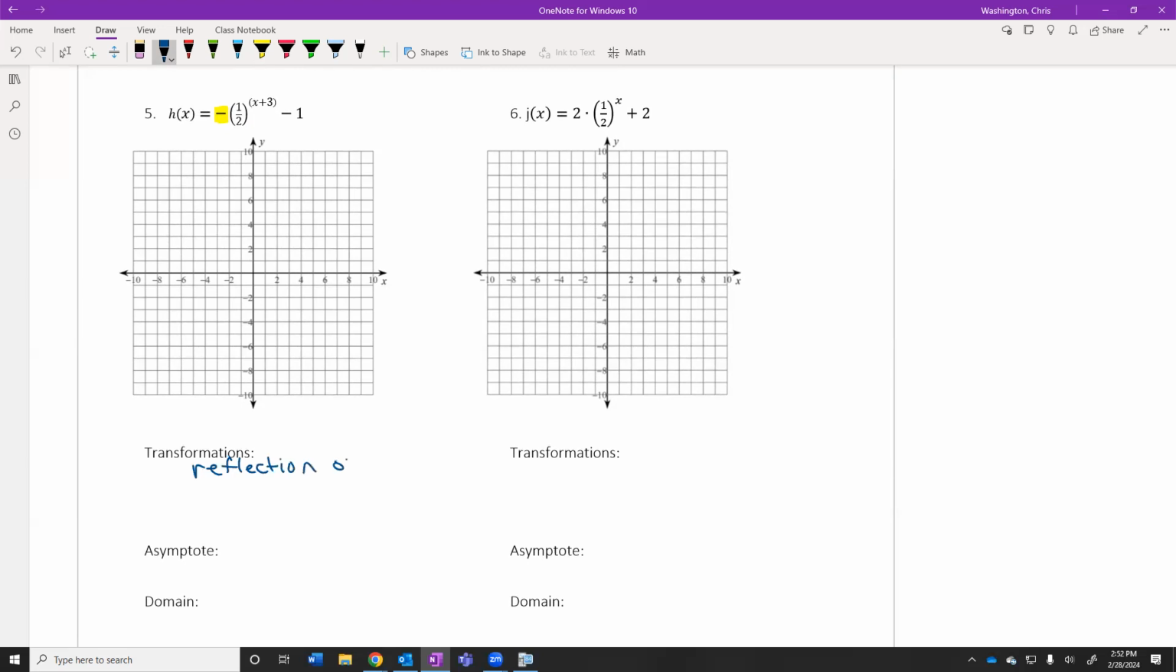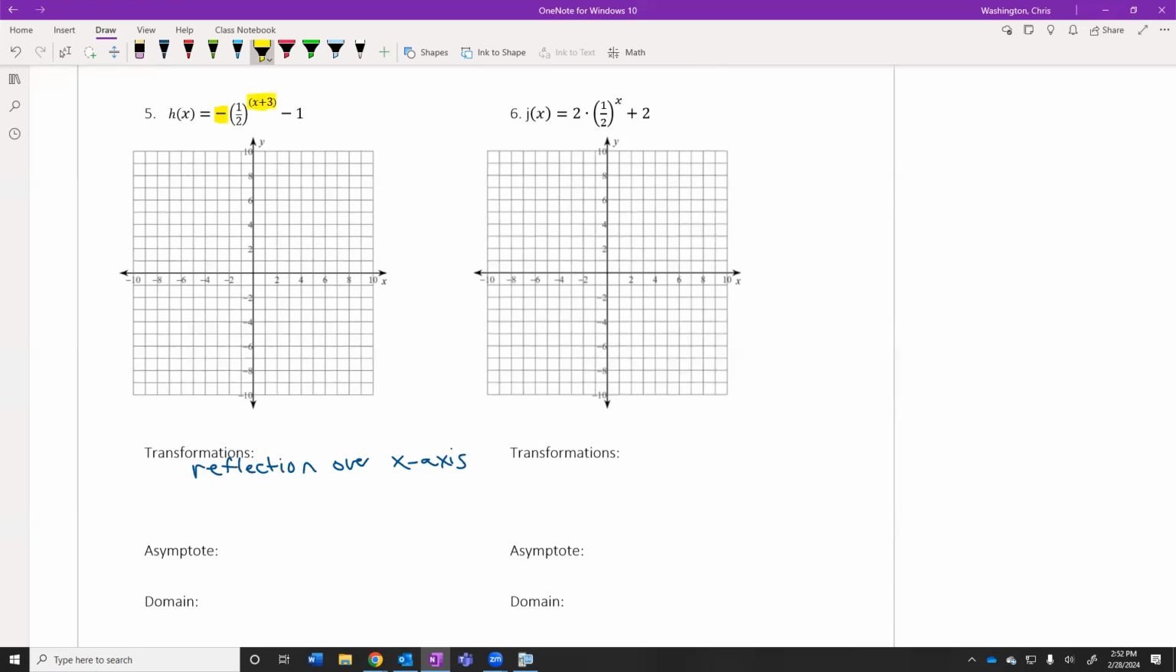You will definitely see a question on your test that's going to give you an equation just like number 5. And they're going to say, hey, which of the following are the correct transformations that have happened to this graph? And you need to be able to list them out. So the negative is going to be a reflection over the x-axis. The 1/2 is not going to do anything in this case. It's just the base. The +3, what's the +3 going to do?